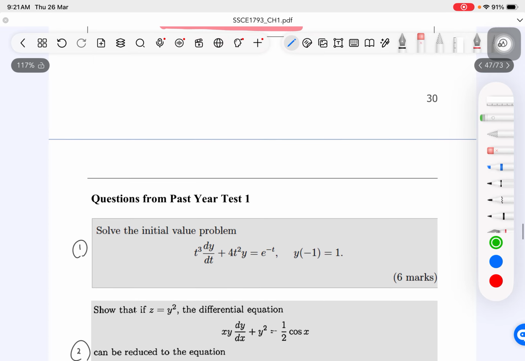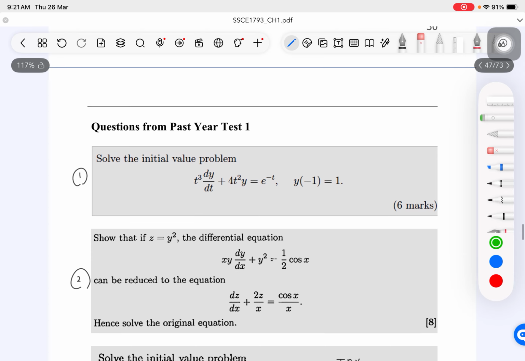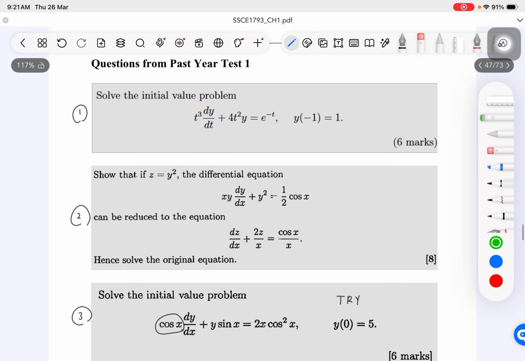So here we have questions from past year test 1. Please try these equations, questions 1, 2 and 3, as your exercise. Okay, thank you.